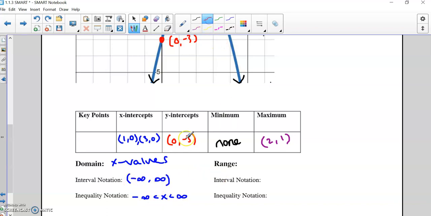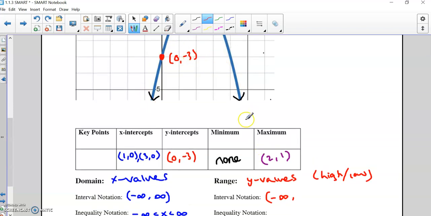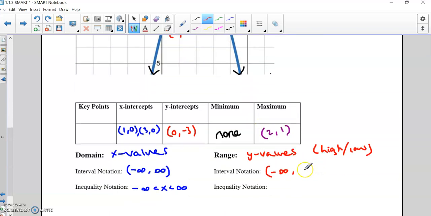Now for range, remember y values, high, low. We go down forever and ever. So the lowest our graph will get is actually negative infinity because it'll never stop. And this thing has downward pointing arrows. So it's just going to get lower and lower forever.